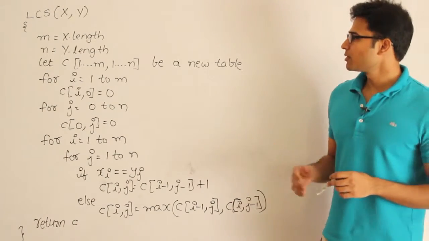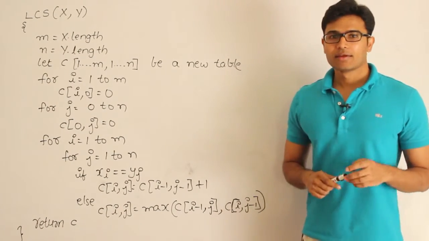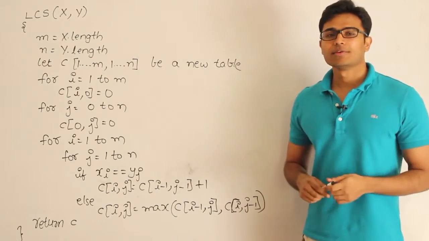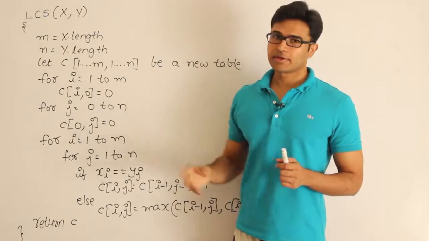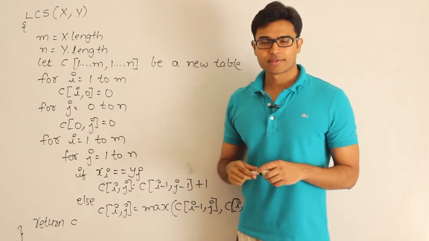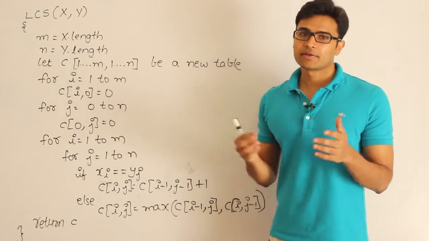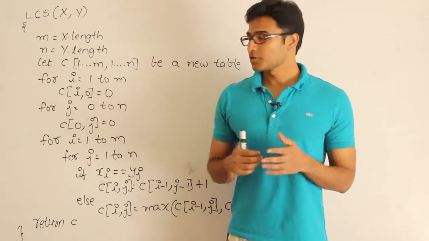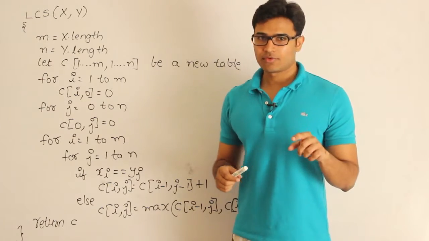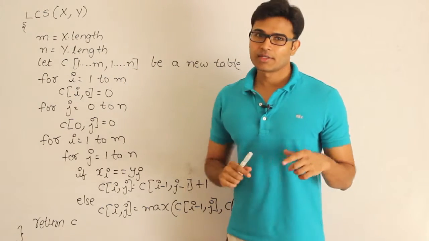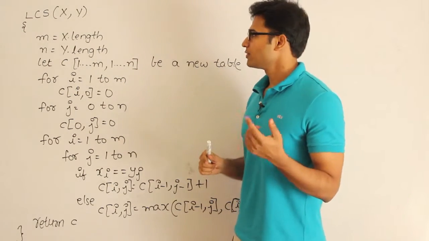Now let's see this bottom up dynamic programming algorithm for the same problem. First of all, LCS, longest common subsequence, x and y. So x and y are given in two arrays. So x is one DNA and y is the other DNA, and now we have to find out the longest common subsequence. M equal to x dot length, which means we are finding out the length of x, and n equal to y dot length, we are finding out the length of y.